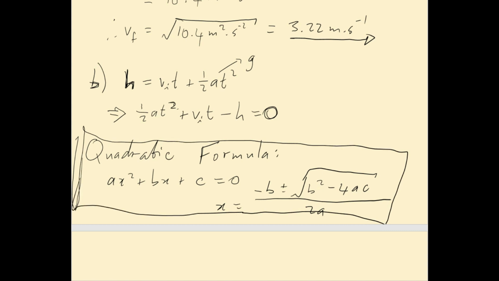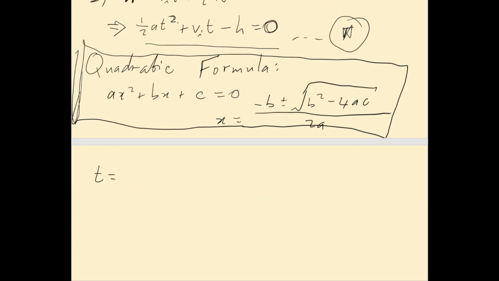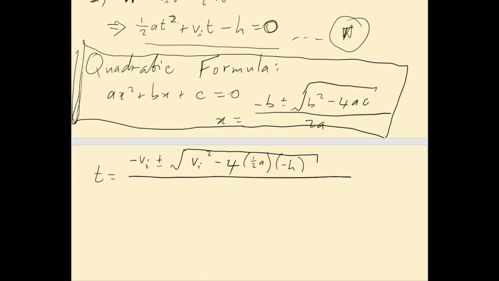But anyway, now this equation here, which we can just call equation star, we can solve for t using the quadratic formula. It's going to be equal to negative b, in our case negative vi, plus or minus the square root of vi squared minus 4 times our a, which is half of acceleration, and our c will be negative h. Let's close this square root carefully, and then divided by 2a. Again our a is a half a from equation star.